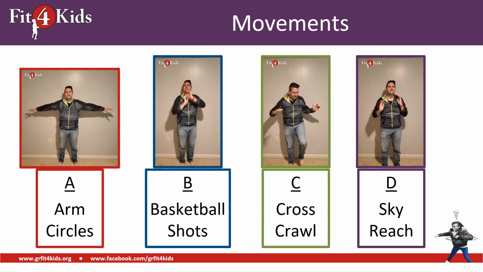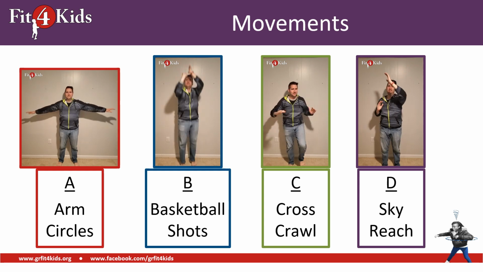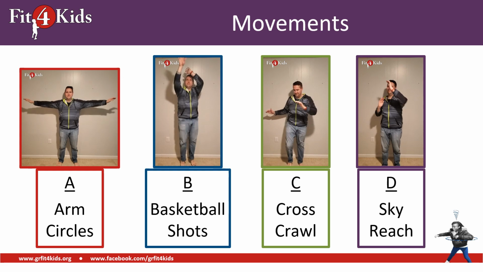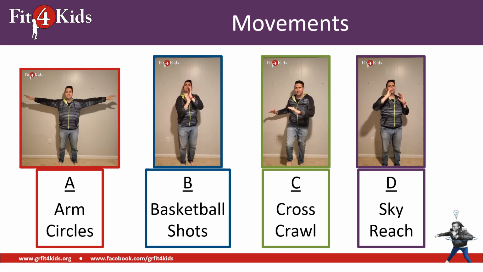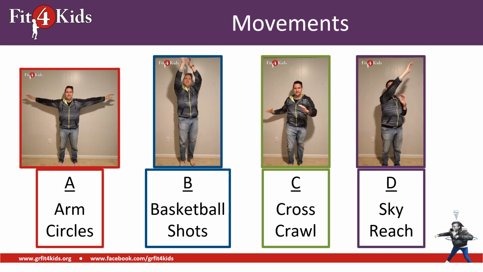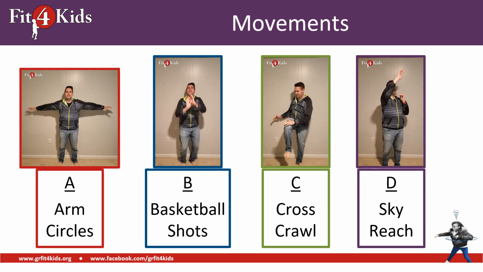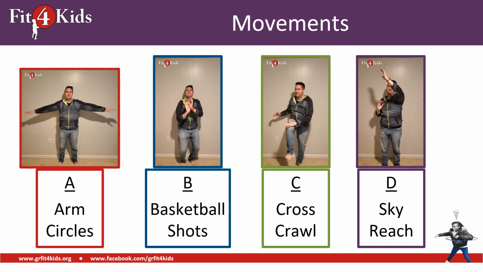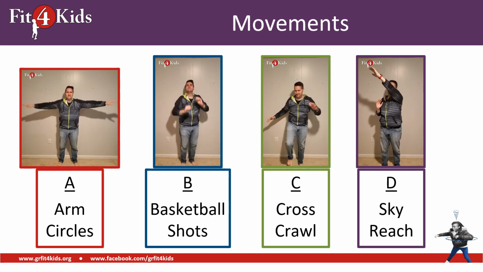These are the 4 movements that we're going to use for the activity. Each one's going to be demonstrated by an animated picture of Coach Suho doing the activity. So if you forget which one's which, don't worry, it's going to show up next to the question. A will be arm circles, B are basketball shots, C are cross crawls, and D are sky reaches. Let's get into our first question.